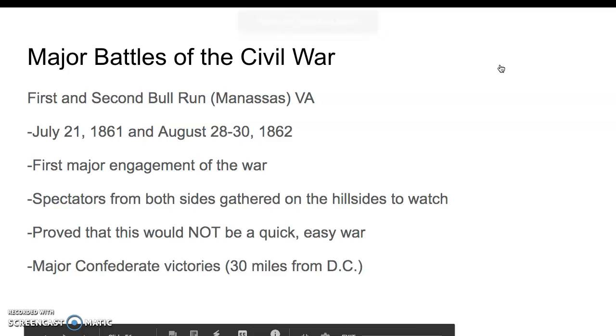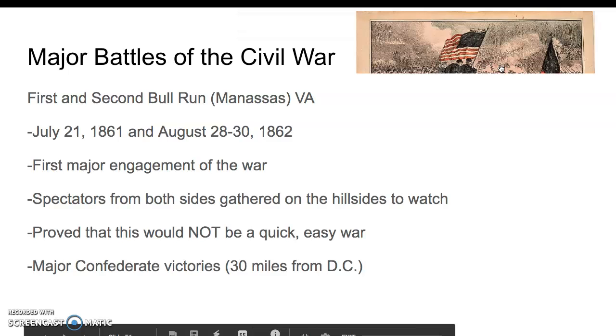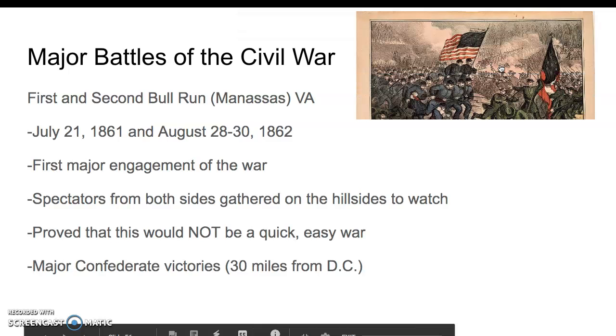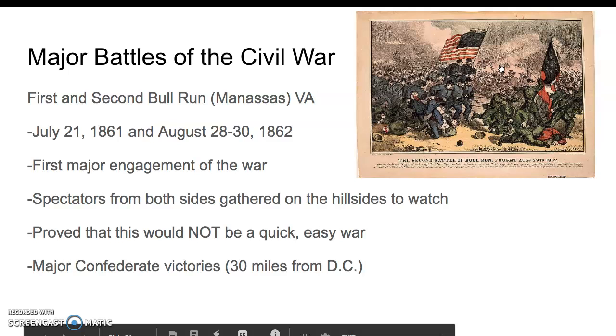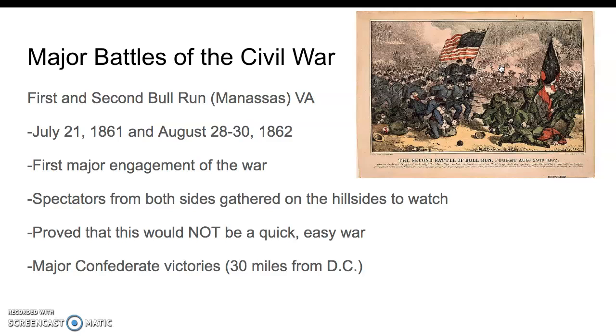Here we go. First and Second Bull Run, also known as First and Second Manassas in Virginia, July 21st, 1861, and August 28th through 30th, 1862. The July one was the first major engagement in the war. Spectators from both sides gathered on hillsides to watch. This proved that this would not be a quick and easy war, but it was a major Confederate victory, both of them. This is 30 miles from D.C., so it really scared the heck out of the Union forces.